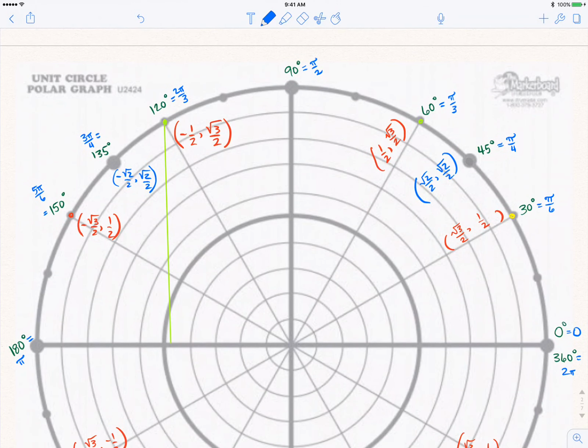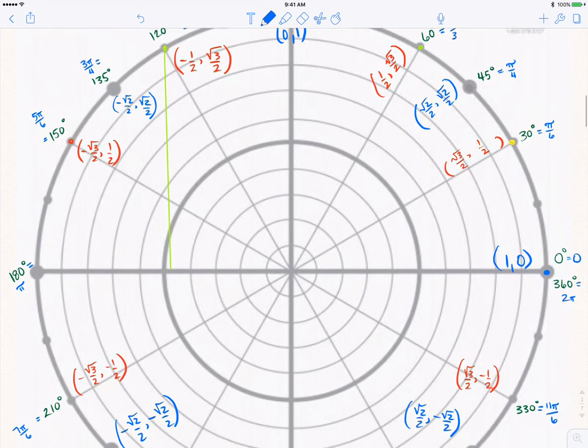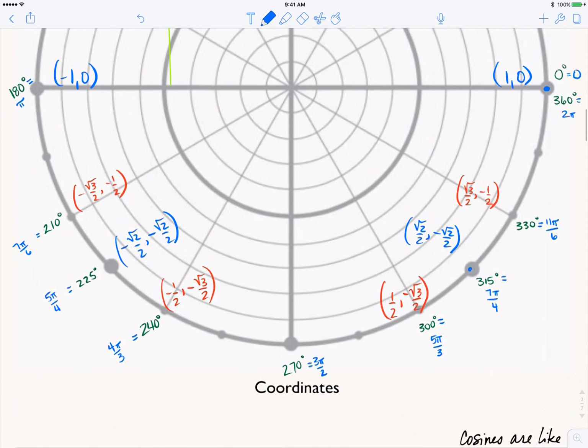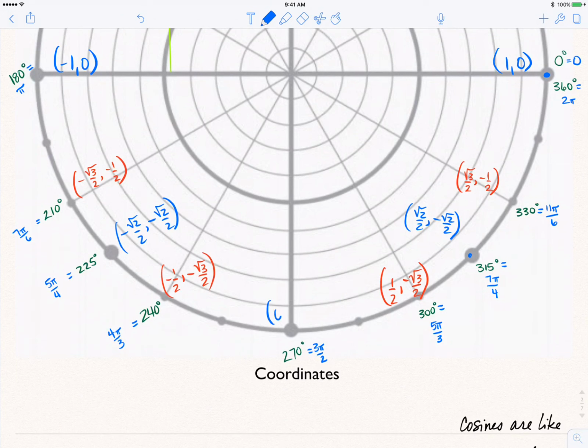Only one more comment to make, and that's my 4 coordinates at the axes. So let's go to our starting position first at 0 degrees. We know that the unit circle has a radius of 1, so we know that this coordinate is 1, 0. The coordinate up at 90 degrees, 0, 1. The coordinate over at pi, or 180, negative 1, 0. And the coordinate down at the bottom is going to be 0, negative 1.